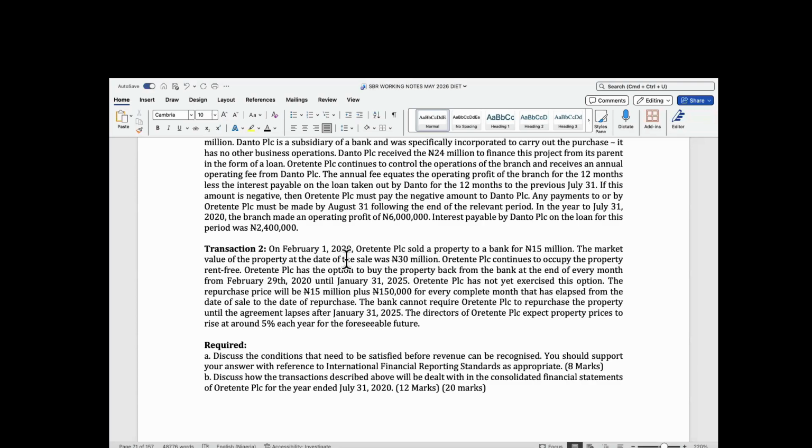The directors of Authentic expect the property prices to rise at around 5% each year. Okay, who can tell me very quickly, does this qualify as a sale, and what is this? What's this talking about?